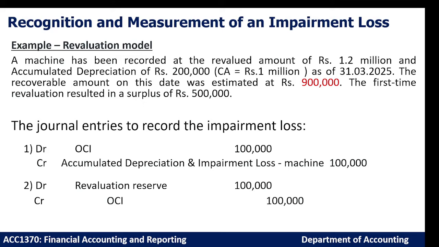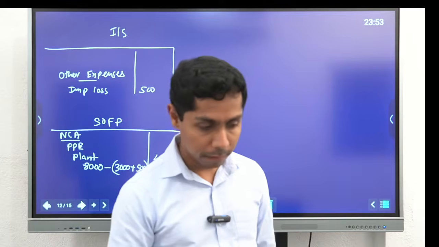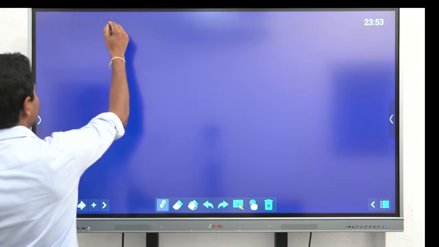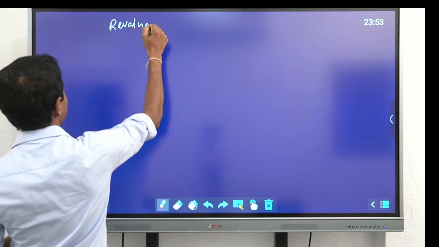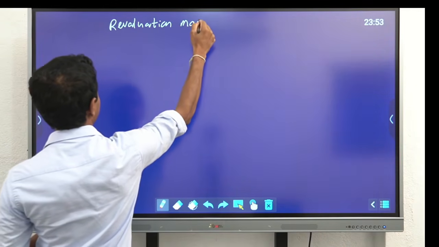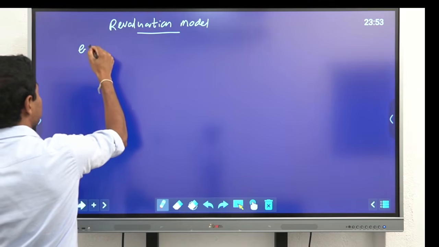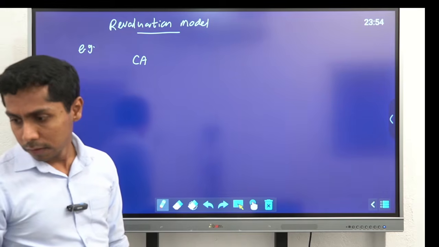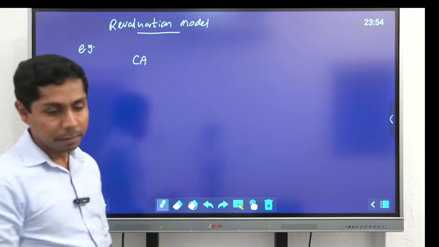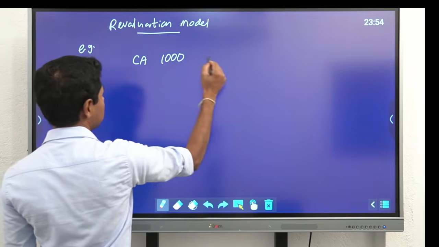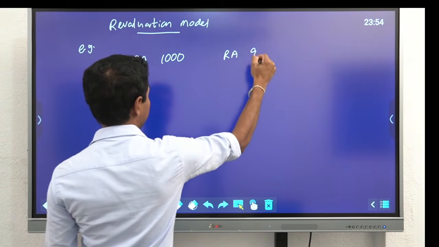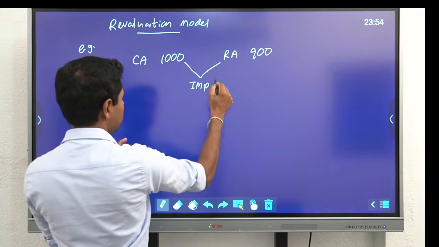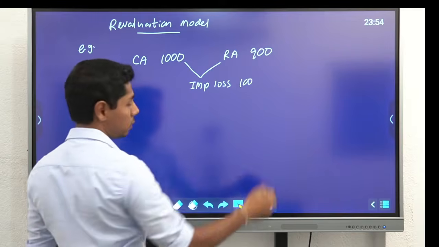Right. So let's write the journal entries, Lamai. Let me take it to the board. Example, revaluation model. Carrying amount is 1 million, that is given, 1000 in thousands. Recoverable amount is given as 900,000, right? So there is an impairment loss of how much? Impairment loss of 100,000, correct?